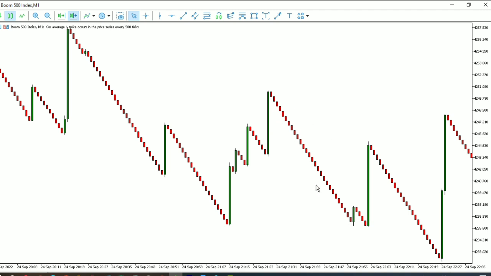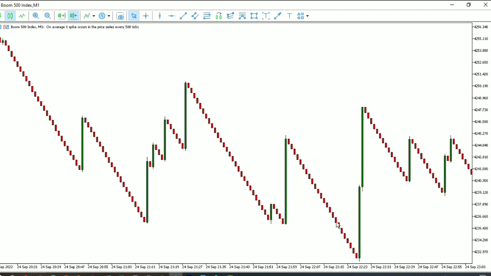They want to catch these small moves or trying to catch these spikes here, and I've been explaining to you over and over in previous videos why people lose money in this market.